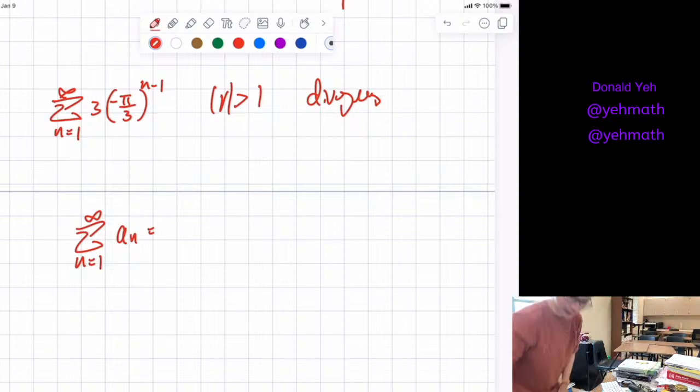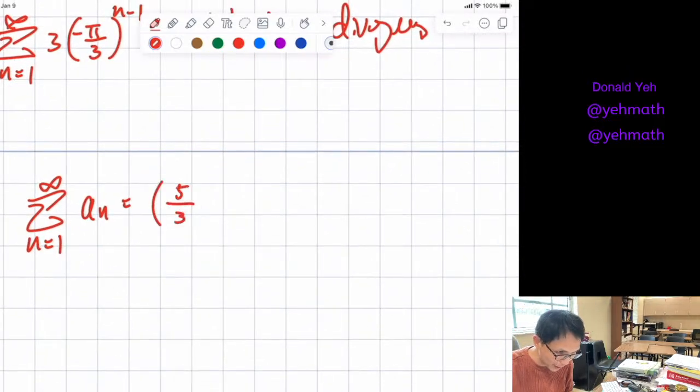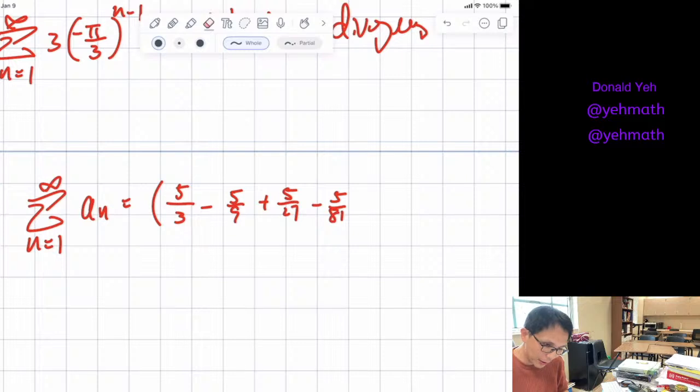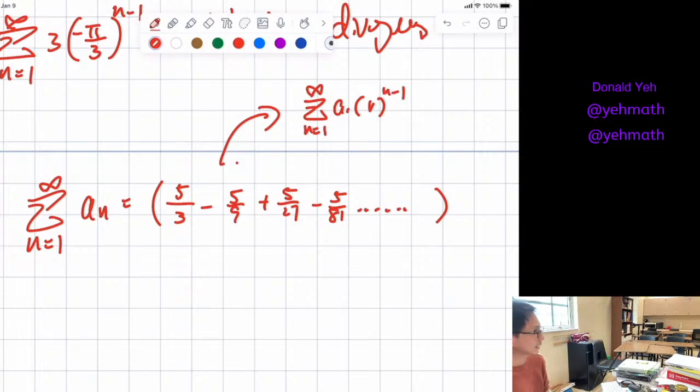Now we're going to talk about this one. What is this series, right? So what if I have a series written out like this? This series is written down as terms. I show you the terms, right? So is there any way I can convert it to this? How do I figure out what a1 is in here?